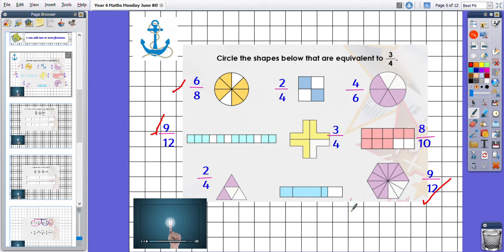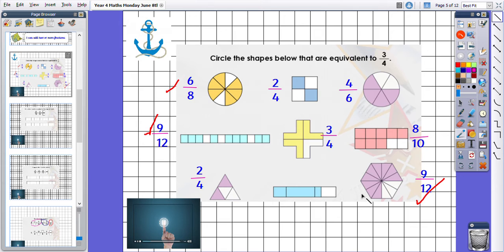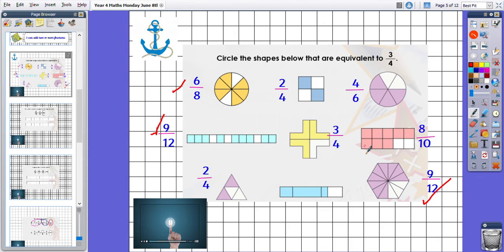Now what's wrong with this shape here? The parts are not equivalent, so although it shows that 3 parts are shaded and there are 4, they are not equivalent, so this is not showing a fraction. Okay, so there is 1, 2, 3, 4 correct answers there.